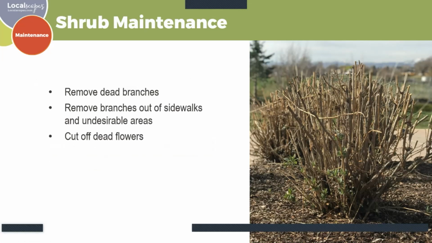Shrub maintenance. Shrubs are a little different game. Some of them can be pruned all the way down. Some of them you don't want to do that. You'll kill them. Again, back to the pruning class references, but you can always remove dead branches. Any time of year there's a dead branch, you can take that dead branch out. You don't have to wait for any specific time. You can remove branches that are going out into sidewalk spaces, branches that are rubbing up against the house and structure, any undesirable areas, cut off dead flowers, even for lilacs and those blooming things.